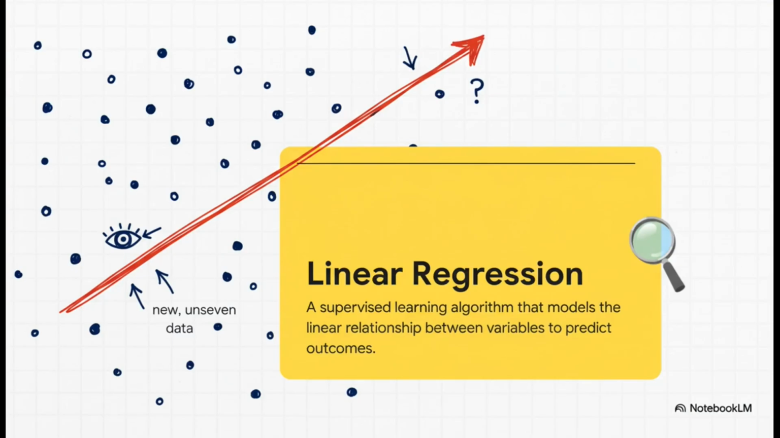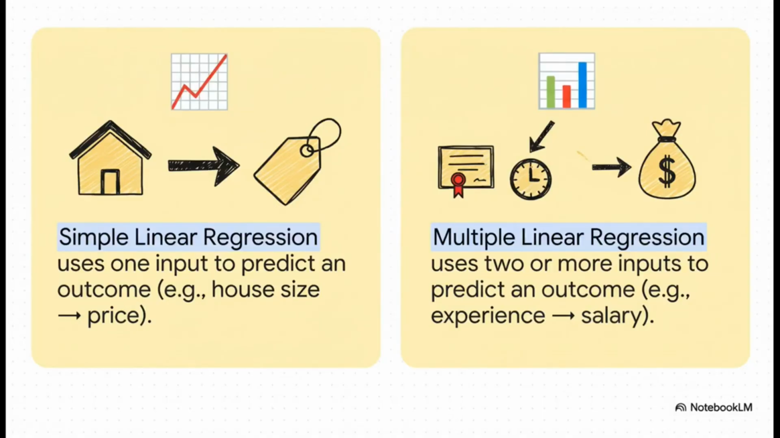So, at its heart, linear regression is all about sifting through a huge mountain of data to find one single, perfect line that describes the relationship in that data. The whole goal is to draw one line that can help us make really good, educated guesses about things we haven't seen yet. Now, it comes in two main flavors. You've got simple linear regression, which uses just one piece of info to make a guess, like using only the square footage to predict a house price.